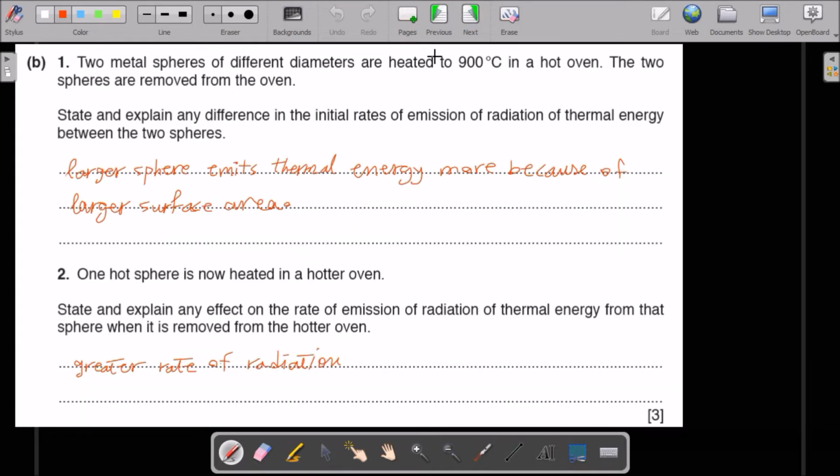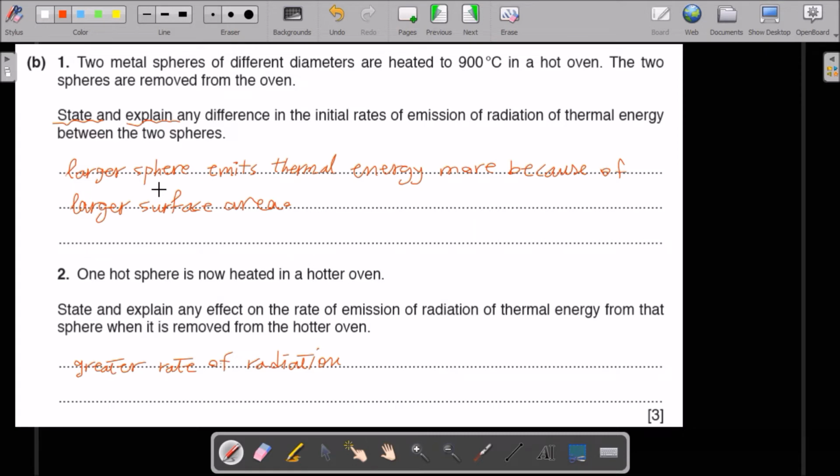Next part. Two metal spheres of different diameters are heated to 900 degrees Celsius in a hot oven. The two spheres are removed from the oven. State and explain any difference in the initial rates of emission of radiation of thermal energy between the two spheres. First of all, this kind of question said state and explain. State has 1 mark and explain has 2nd mark. So this part has 2 marks.